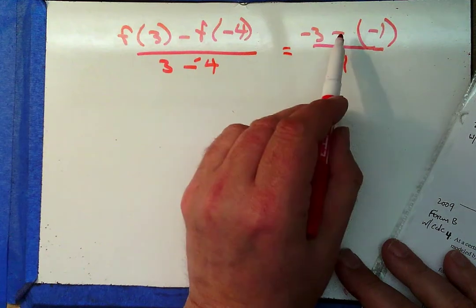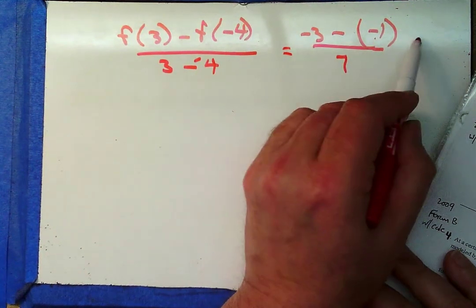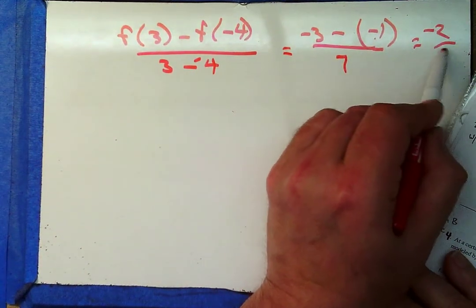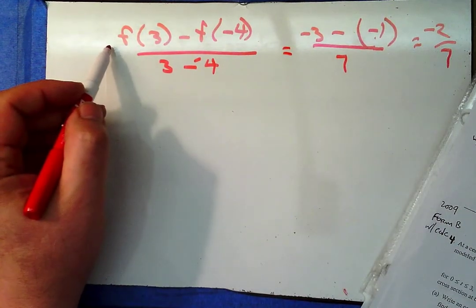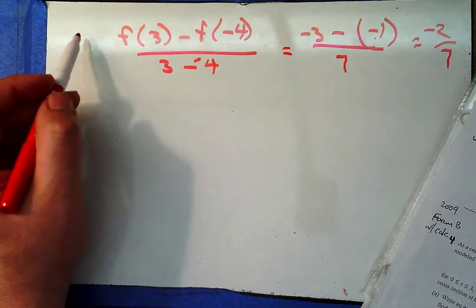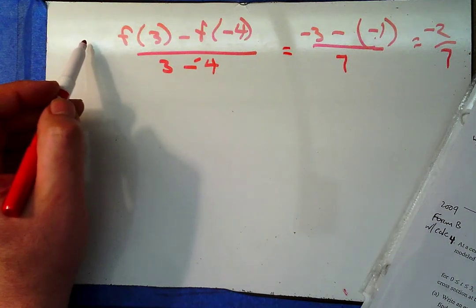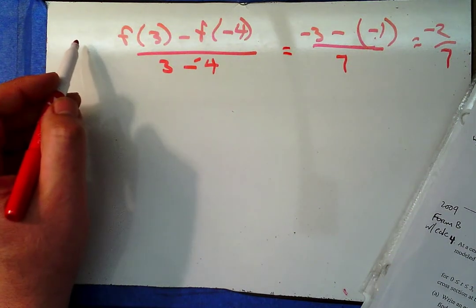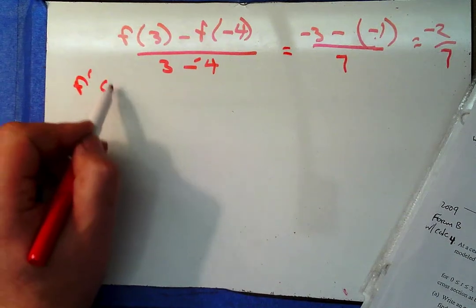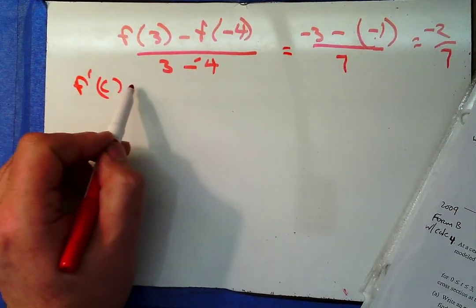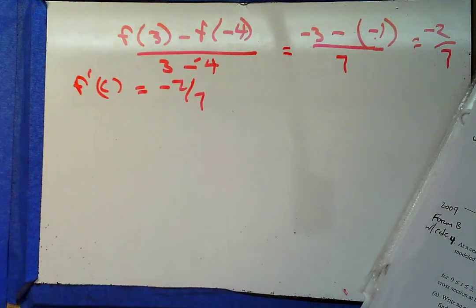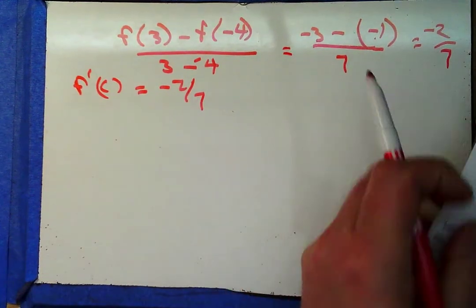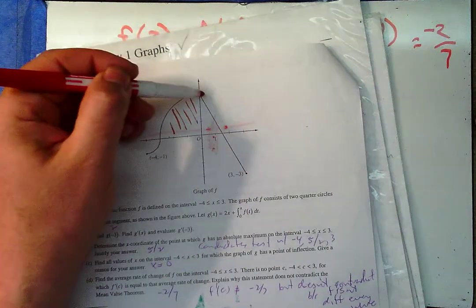F of 3 minus f of negative 4, and I get negative 2/7. Okay, so this is the average rate of change on, good, that's done. Next, there is no point C for which f prime of C equals negative 2/7. And that's true because I see only positive slopes here.